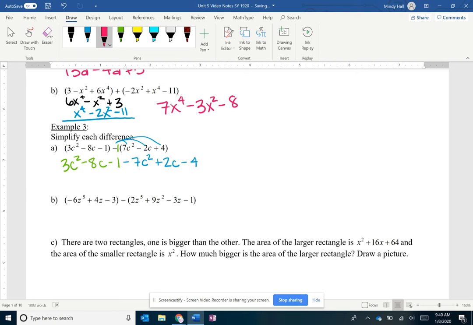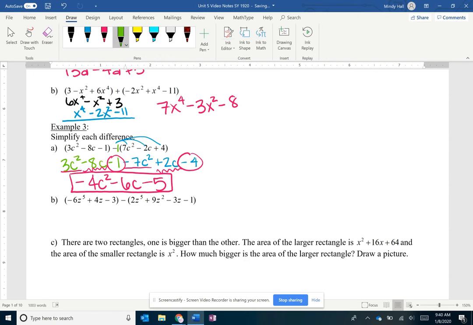So then combining our like terms, we have 3c squared minus 7c squared. So that would give us negative 4c squared. Then we would have negative 8c plus 2c, which would give us negative 6c. And then negative 1 minus 4 would give us negative 5. Okay, so again, you're still just combining your like terms. You just have to make sure you're careful of your signs.